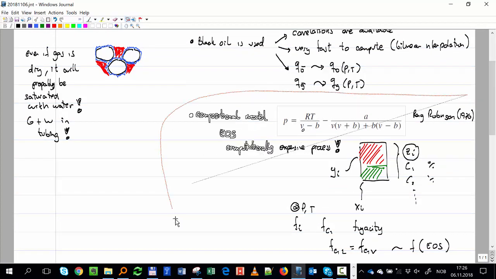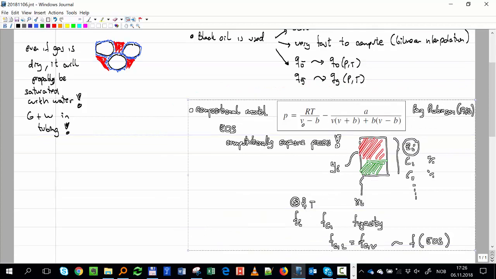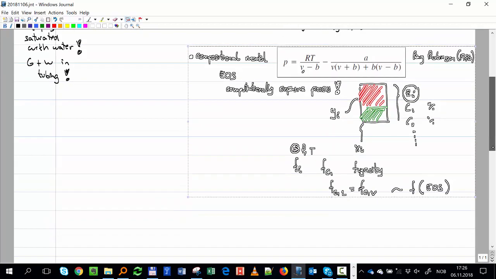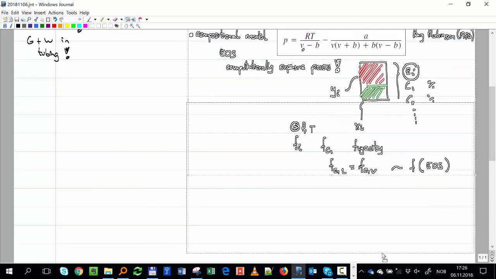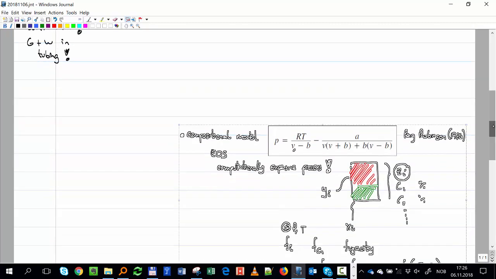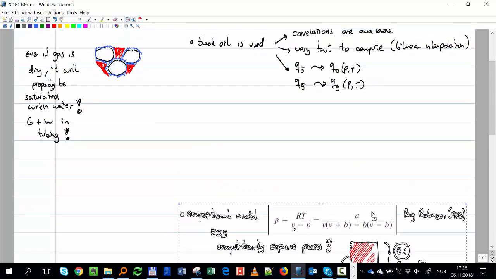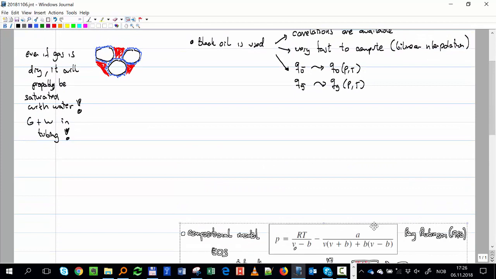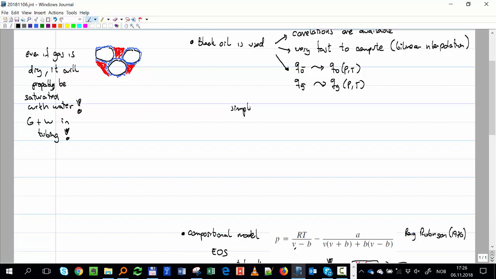So let's take all of that down. Usually it is always a low GOR. So let's put it here. Simplified, or let's call it not simplified but traditional. It's called traditional BO. It's used for low GORs.